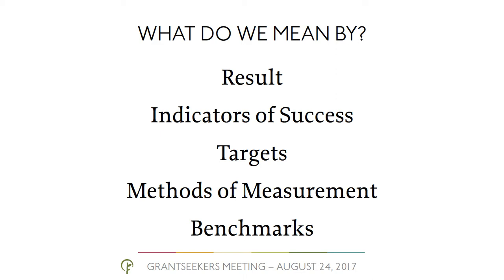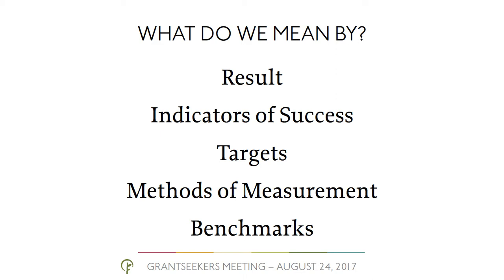So what do we mean by result? It's simply the change or improvement that you intend to produce with your proposed activity. Sometimes your desired result will be a textbook example of an outcome. Sometimes you may have to be satisfied with an output. In either case, they will need to be measurable. And that's the key. It has to be measurable.